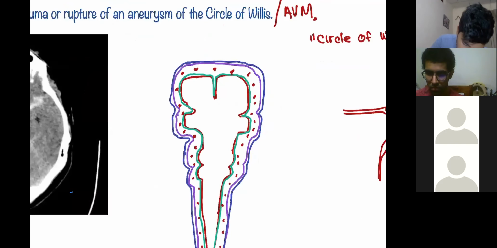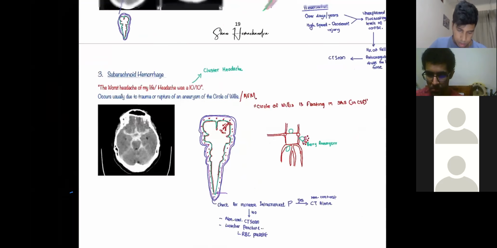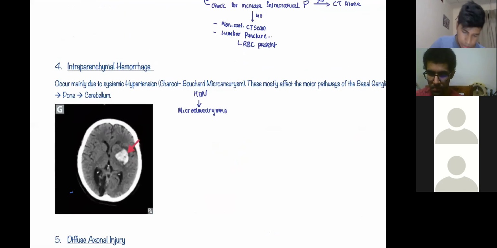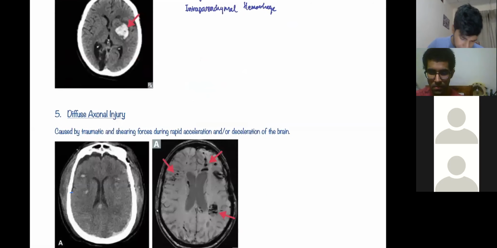Let me show you what this means. The blood vessels will come in from the circle of Willis like this. If there's an aneurysm here and it bursts, you will get a microaneurysm burst, and you get hemorrhage. Okay. And finally, this is small.